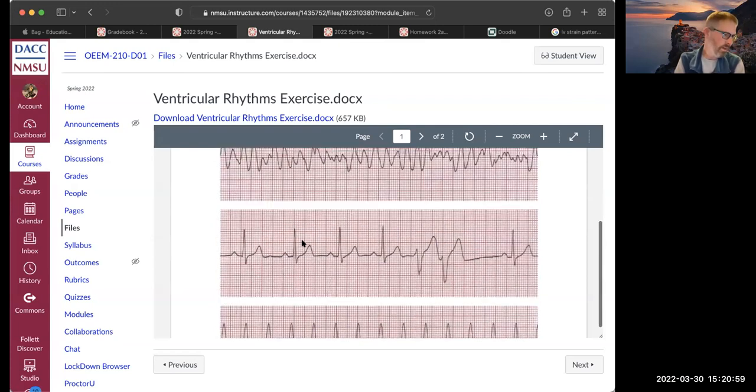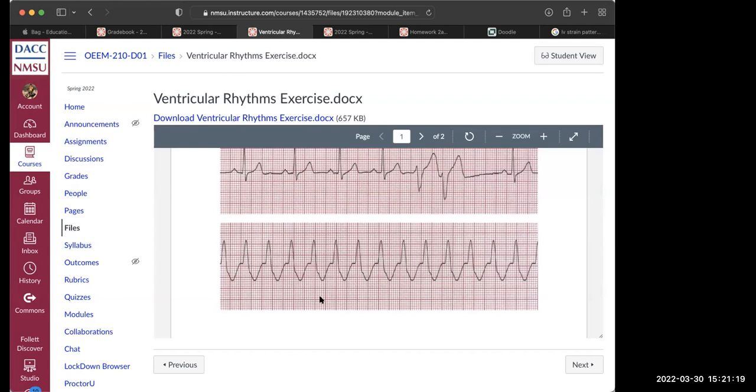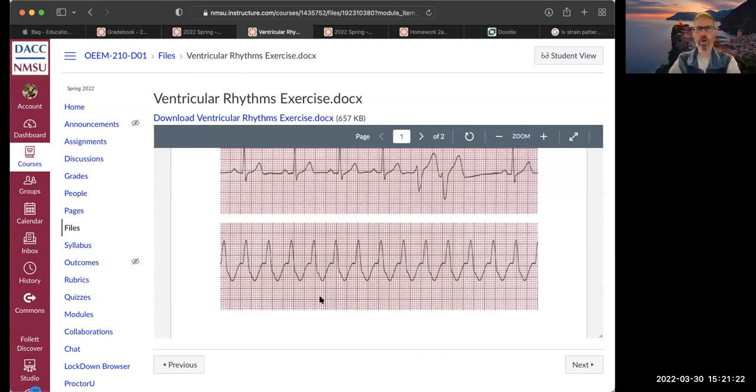So this one here, an uncomfortable number of people called this rhythm SVT. And so I want to make sure everybody's okay here. Why would we not call this SVT? The wide QRS complexes. Now, I did mention SVT with aberrancy, but I said if everything seems to suggest VTAC, err on the side of ventricular tachycardia.